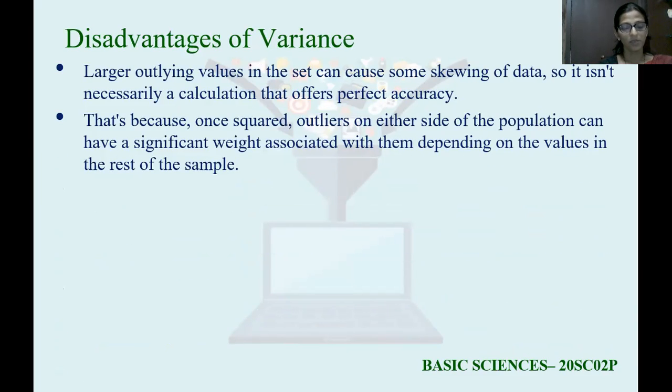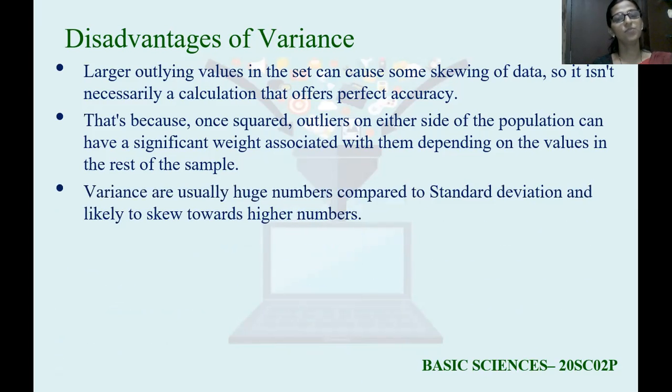If you have large values in your data set, the variance that you have calculated may not give you a perfectly accurate value, because when there are larger numbers in your data set, the deviations will be more from the mean. And when you square them, a significant weight will be associated with that value, which will definitely lead to some kind of inaccuracy in the value of the variance.